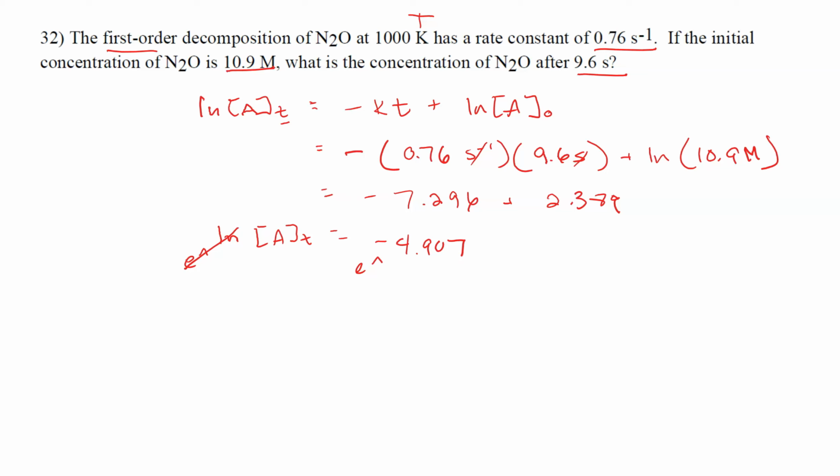And what we will get for the concentration of, in this case, dinitrogen monoxide at 9.6 seconds is going to be 7.4 times 10 to the -3 moles per liter, which is much, much, much lower than 10.9 moles per liter. That also makes sense intuitively, since the rate constant is 0.76, which is fairly fast, and we let the reaction proceed for almost 10 seconds.